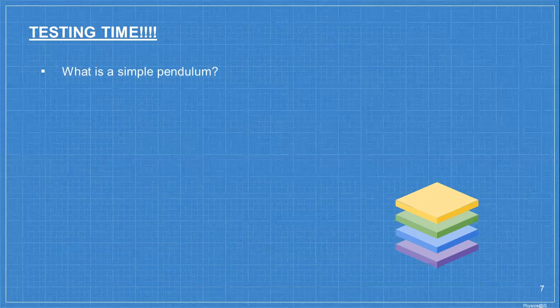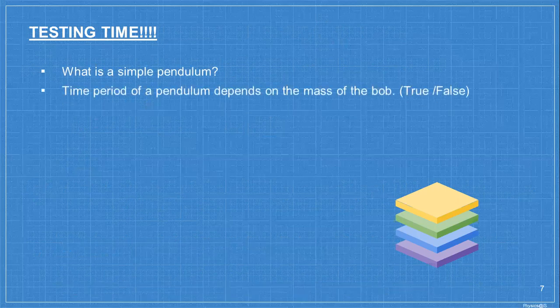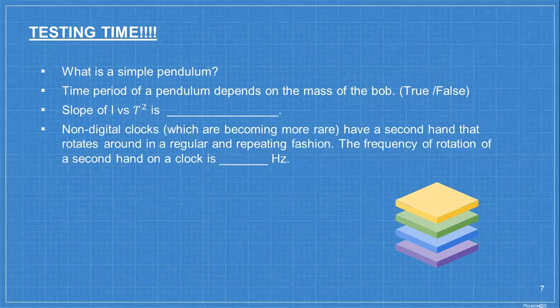What is a simple pendulum? The time period of a simple pendulum depends on the mass of the bob. Is it true or false? The slope of the length versus time squared graph is? Non-digital clocks, which of course are becoming rare these days as we move towards smartwatches, have a second hand that rotates in a regular and repeating fashion. The frequency of rotation of the second hand on a clock is, here are your options.